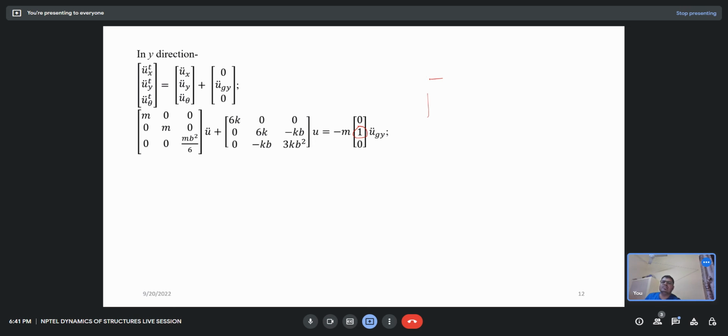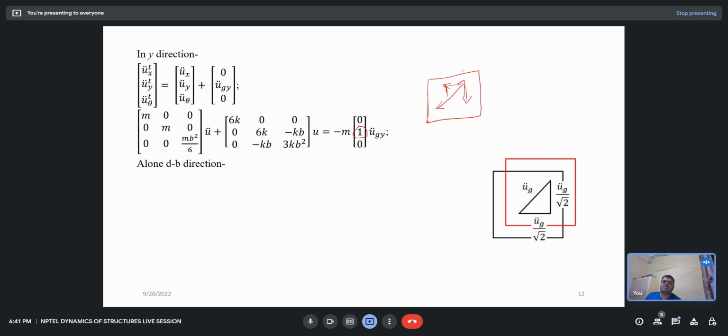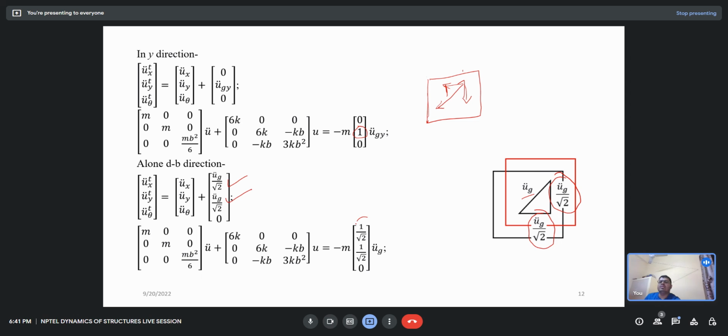Now if the external acceleration is in this diagonal direction, and that is the unit direction, we divide it into x and y components, so this is the ug direction. What will be this component? It will be u double dot g divided by square root 2, in both the x and y directions, and similarly the 1 is replaced by 1 by root 2 and 1 by root 2. So these are the influence vector.